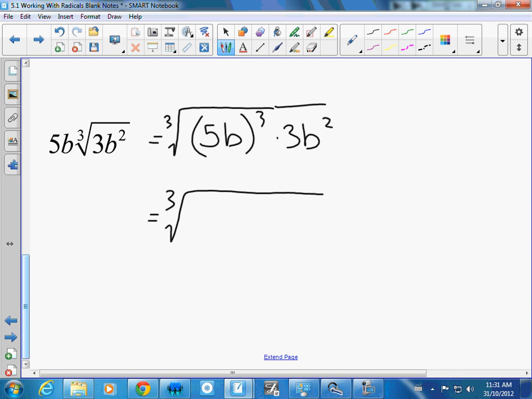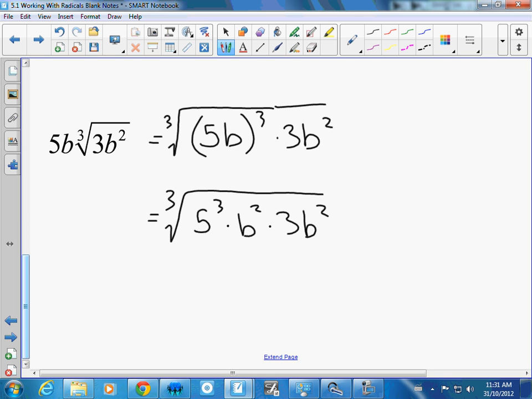Okay, now careful on this one. You have to be careful with this one. That cube that's around the 5b means 5b times 5b times 5b. Or another way to say it is that 3 goes to both of those. Yeah, okay, so let's do it that way. So 5 cubed times b cubed times 3b squared, right?